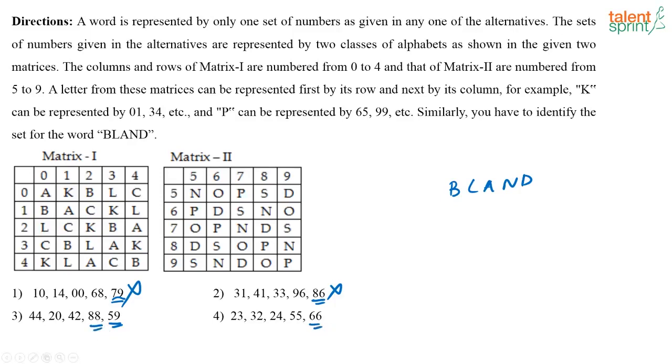Now let's look at 88. What does 88 stand for? 88 stands for P, but we need N, so this also does not follow. So this is going to be your correct answer, 55N. You needn't check at all. You can directly take this as the answer. So you can eliminate these options. Correct answer is option 4.